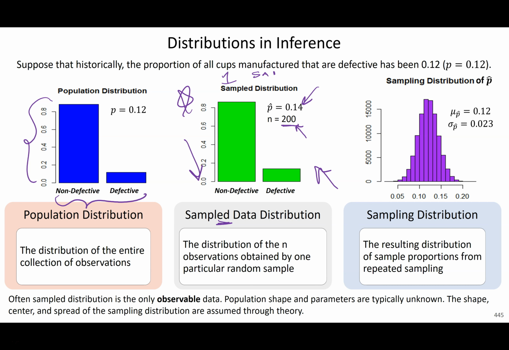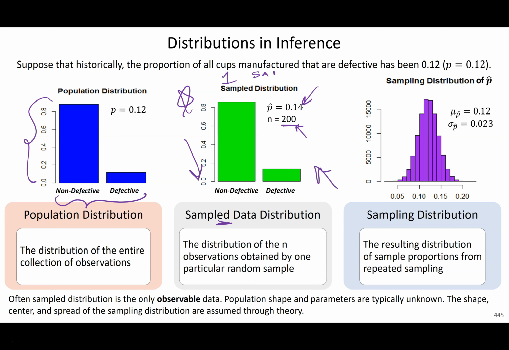So then, distributions and inference. This will be very similar to when we were looking at quantitative. For the cup example, I happened to pull from a place where I knew that actually 12% in that entire population were defective, and the remaining 88% were not defective. So there's this population distribution. It's the distribution of the collection of all observations. Here we have proportion on the side.